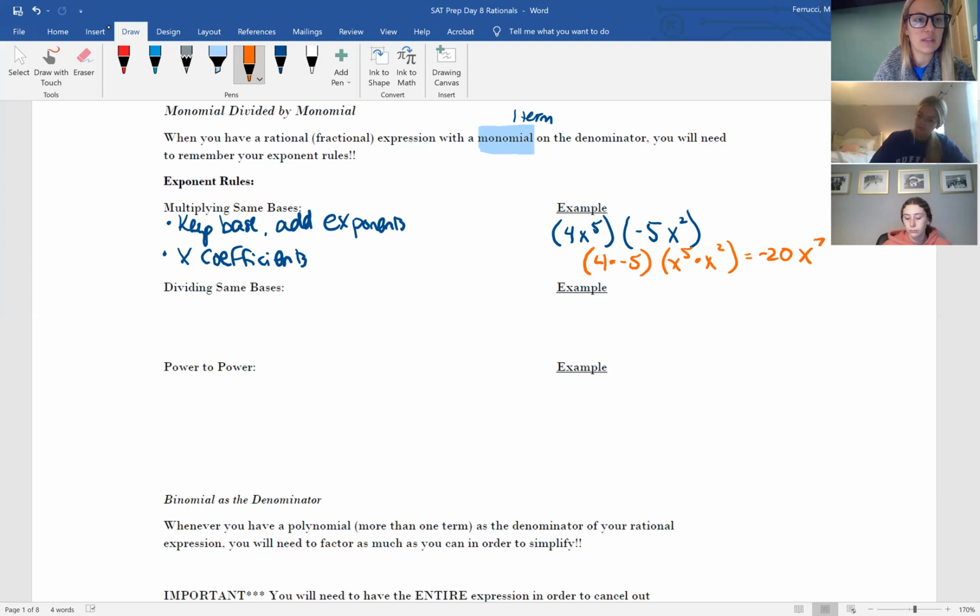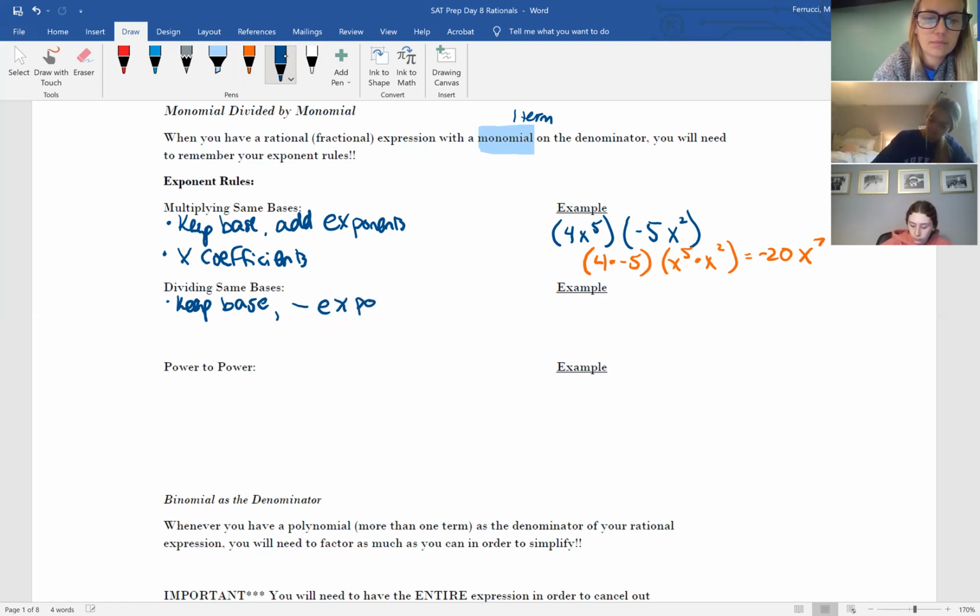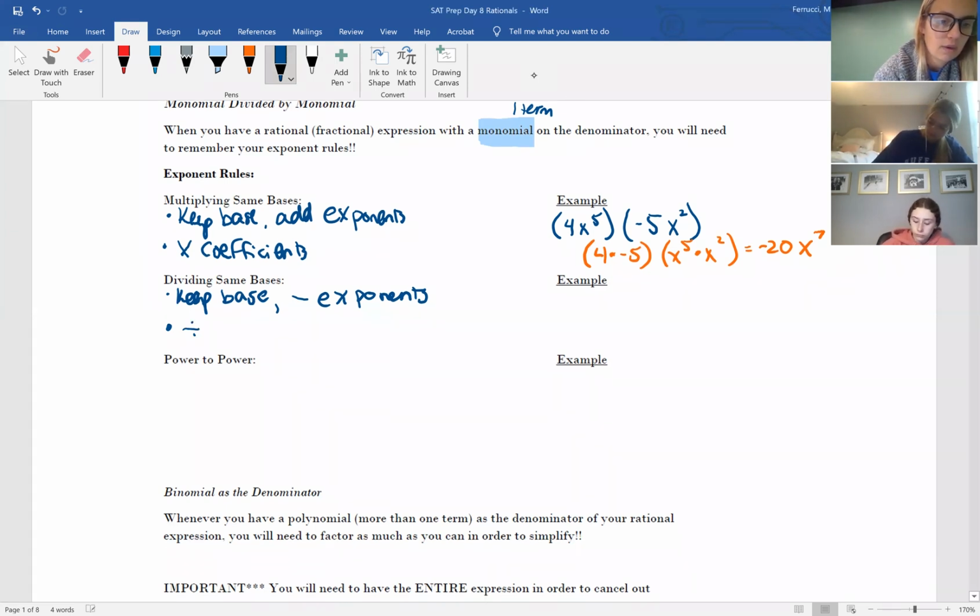Okay, let's look at this next one. Dividing same bases. So again, you're going to keep the base. Okay, so the base does not just go away if you're dividing or with any of these. The base doesn't just go away. You're going to keep the base, but when you're dividing same bases, you subtract exponents. And with this, because you're dividing the bases, that means you're also dividing the coefficients. So you're going to divide coefficients.